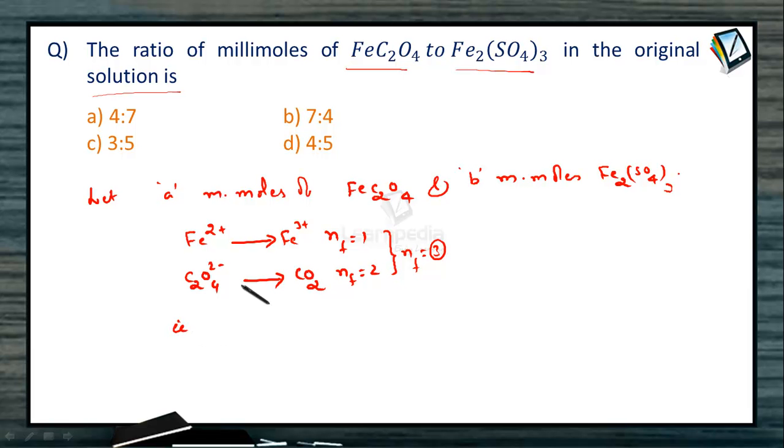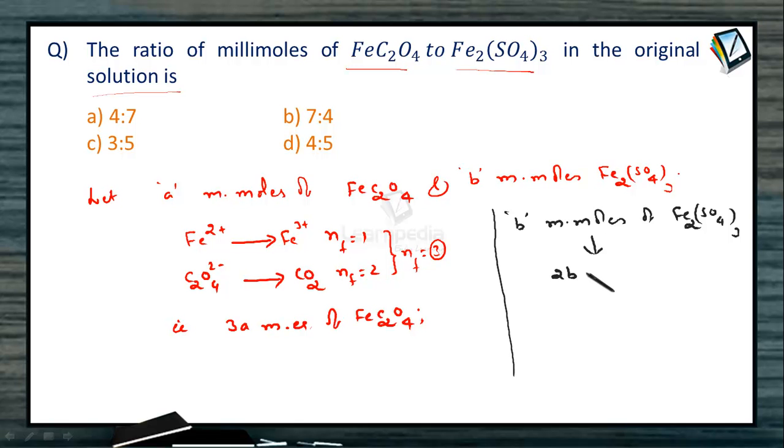That is, A millimoles of ferrous oxalate will now become 3A milliequivalents of ferrous oxalate, and this is ferric sulfate. B millimoles of ferric sulfate will give 2B millimoles of ferric ions into the solution, but these ferric ions do not get oxidized by acidified KMnO4.